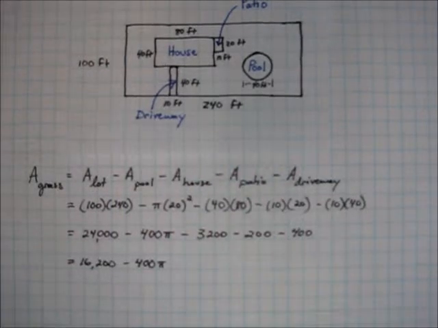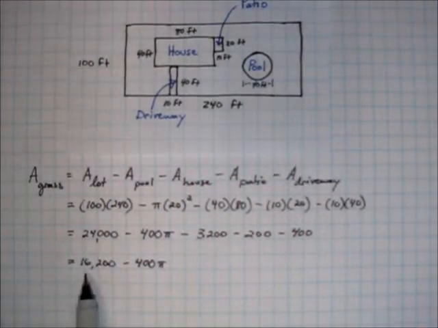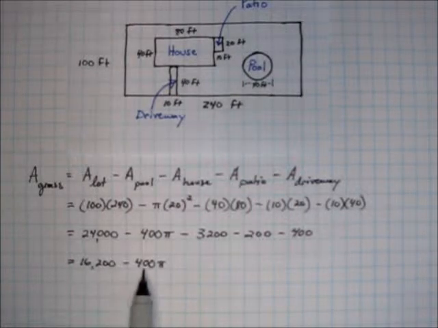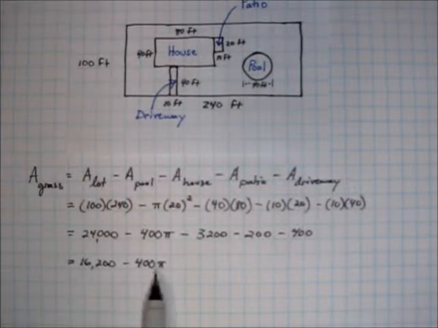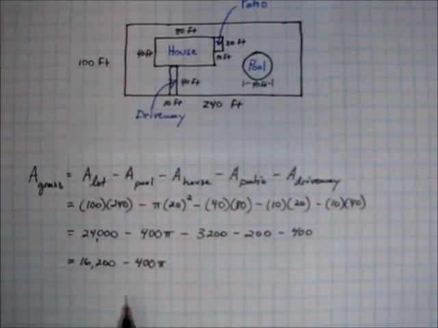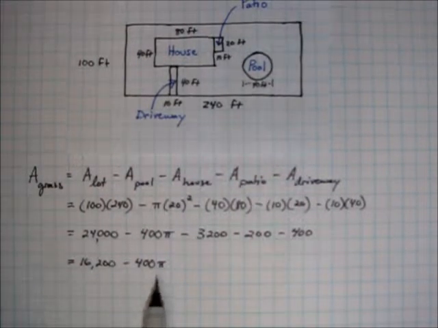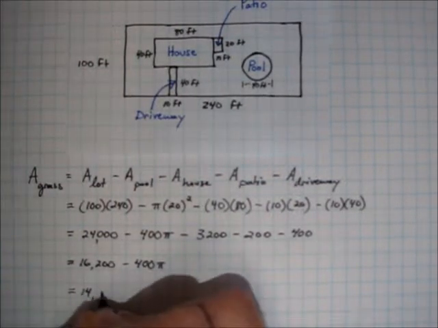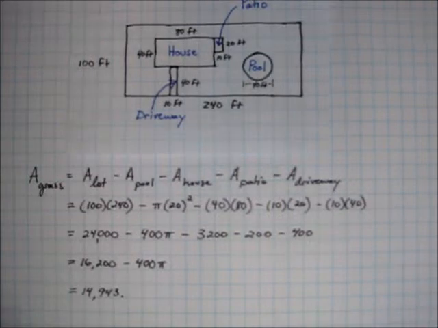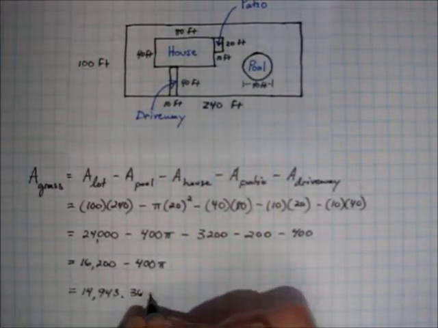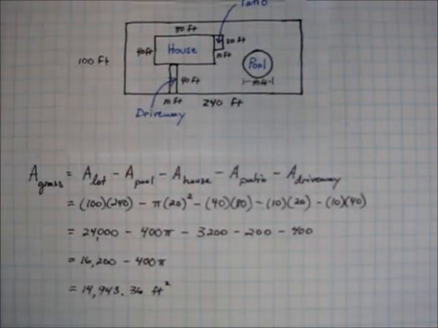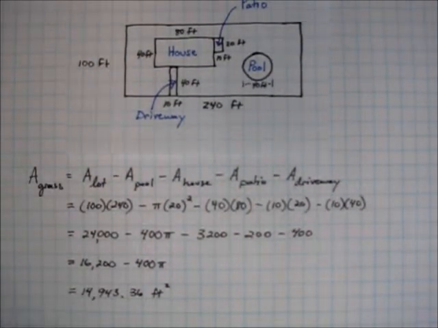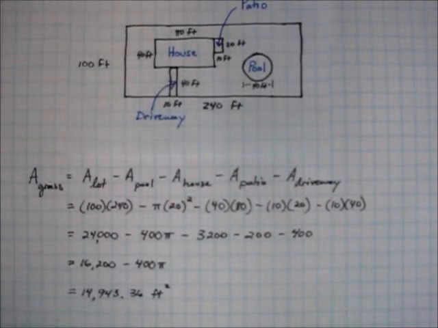And so what I do at this point then is type this expression in your calculator just as it is, 16,200 minus 400 times pi. And actually use the pi button in your calculator. Don't use any rounded values for pi that you may have learned along the way. Your calculator has a pi button, so let's use it. So if we type that in and subtract, we get 14,943, I'm going to round to 2 decimal places, 0.36 square feet. And that would be the area in square feet of the grassy area on their lot.